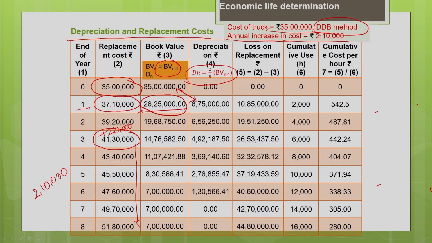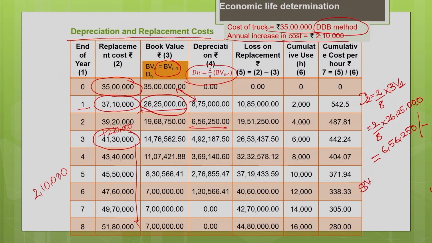Now, let us calculate the depreciation for the second year. Depreciation for the second year is nothing but 2 by n, 2 by 8 into book value at the end of the previous year, book value at the end of the first year. So, 2 by 8 into book value at the end of the first year, 26,25,000. This gives me the depreciation value for the second year as 6,56,250 rupees. This is the depreciation for the second year.